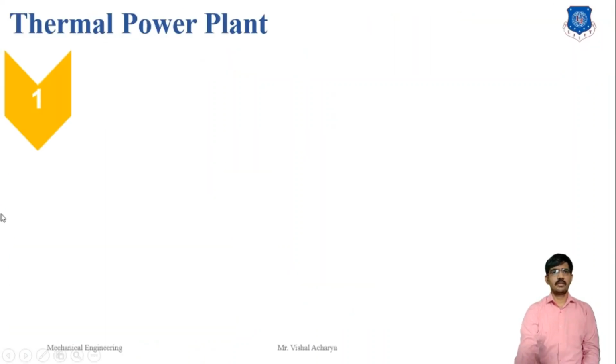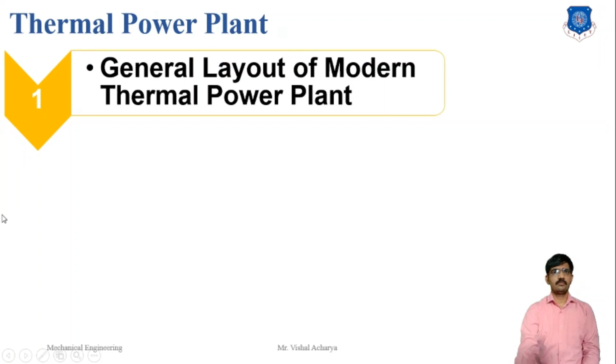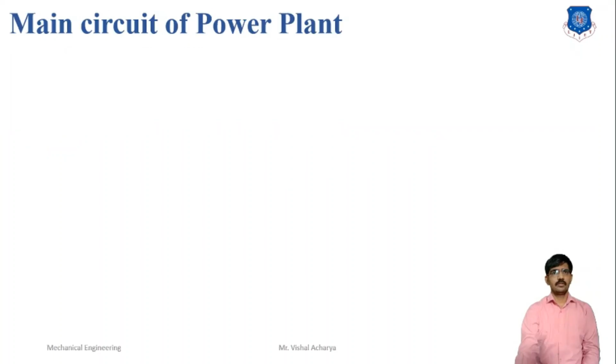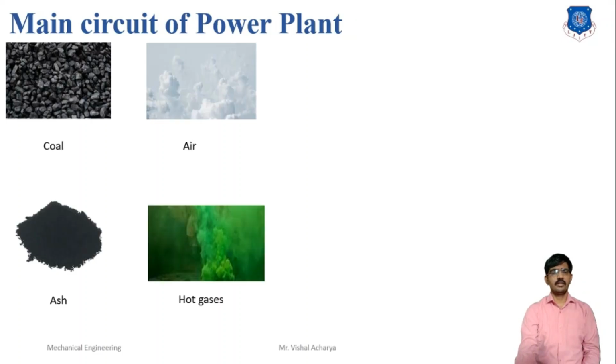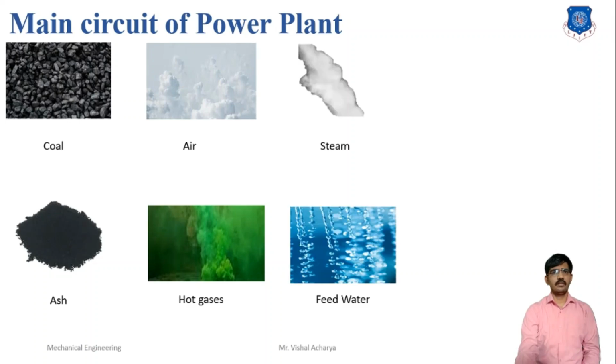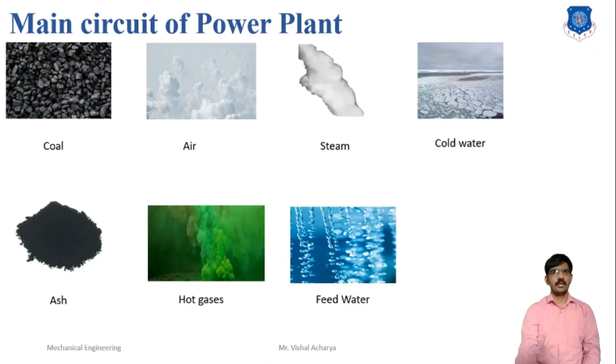Today we will discuss the general layout of a modern thermal power plant, a chapter related to thermal power plants. For the sake of simplicity, the entire arrangement can be divided into four parts. First is the coal and air handling circuit. Second is the air and fuel gas circuit. Third is the steam and feed water circuit. And last is the cold water circuit.